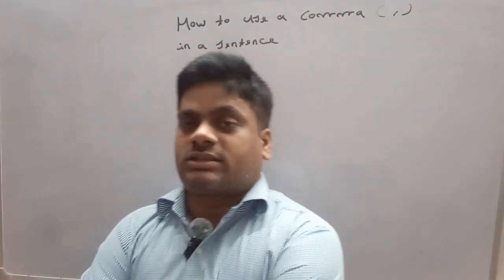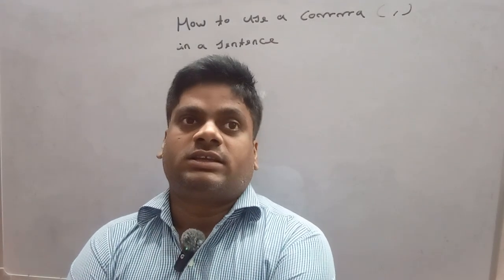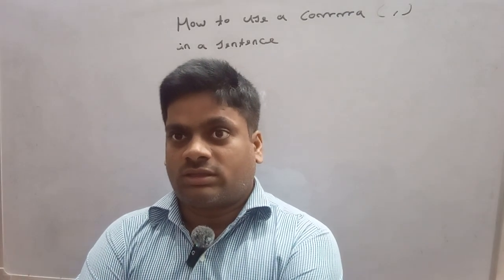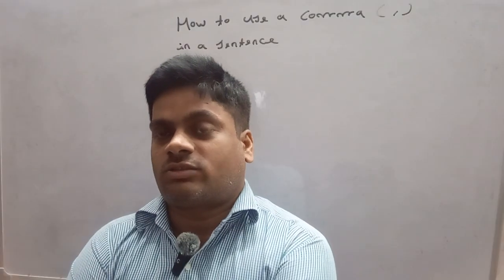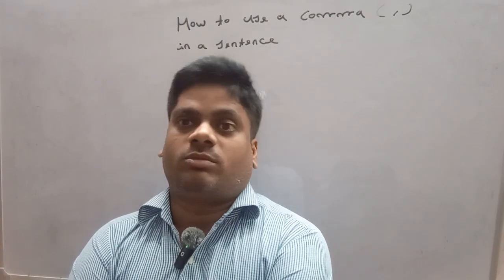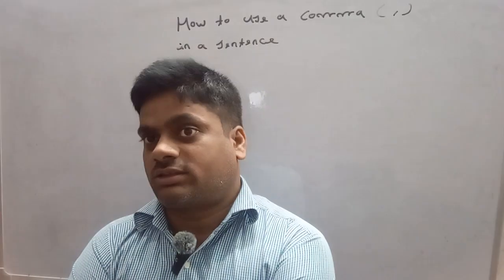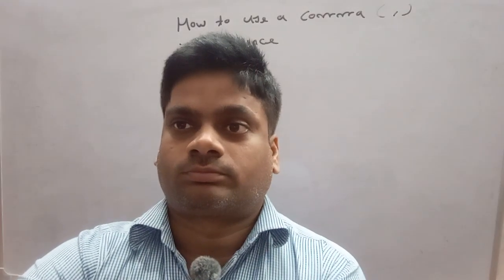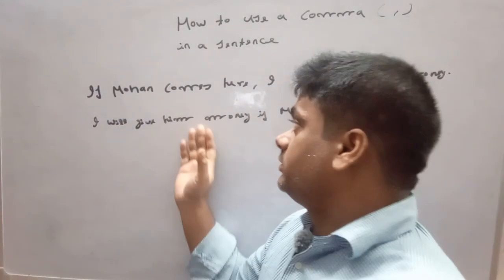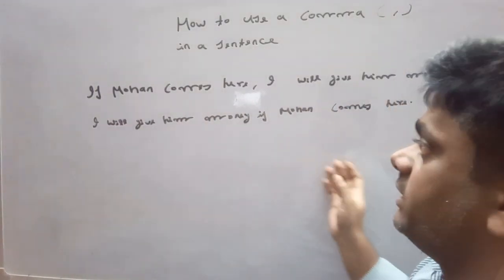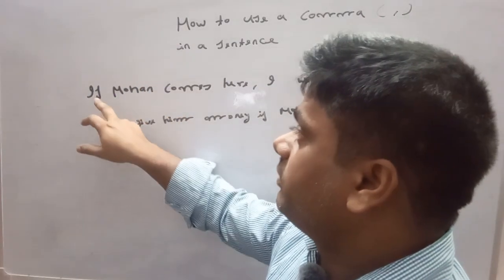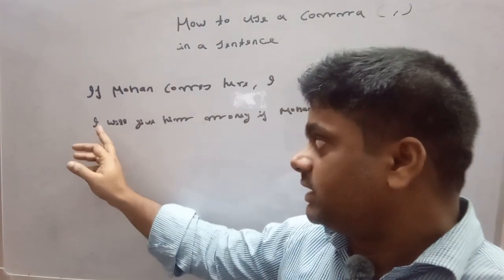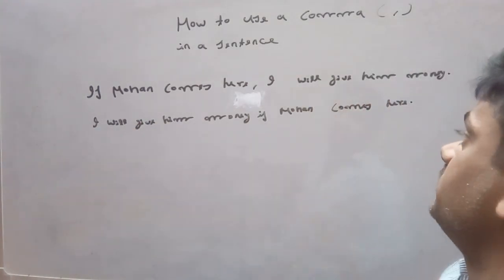So guys, if a sentence of subordinate clause is supposed to be connected with a sentence of principal clause, then we can use a comma between the sentence of subordinate clause and the sentence of principal clause. As for example, so guys, please look at these two separate sentences. In the first sentence, I wrote, if Mohan comes here, I will give him money. In the second sentence, I will give him money if Mohan comes here.